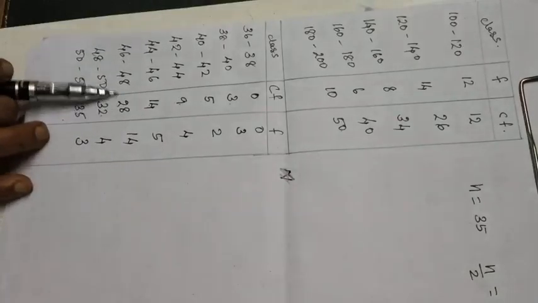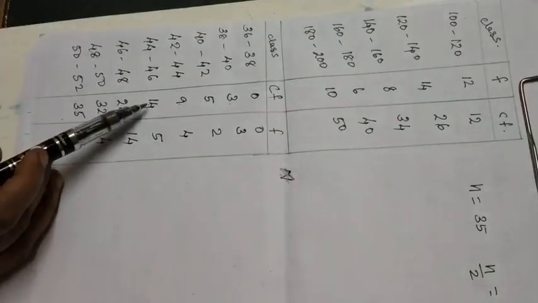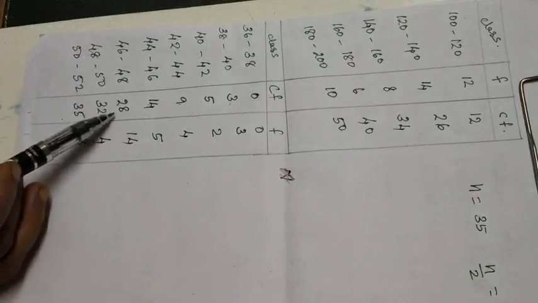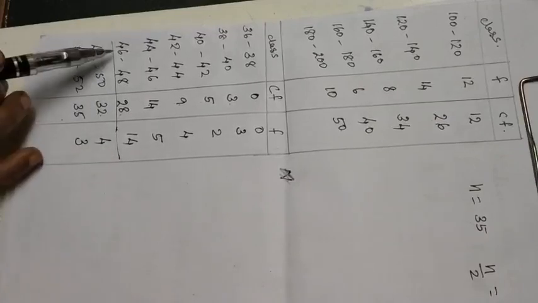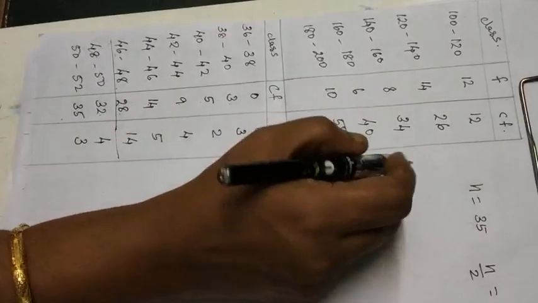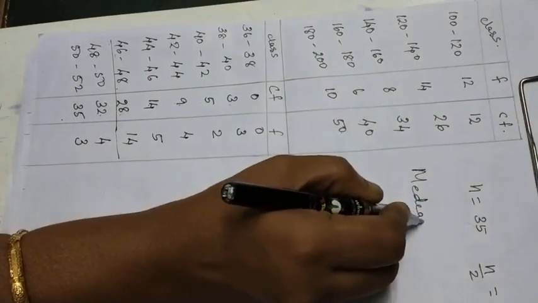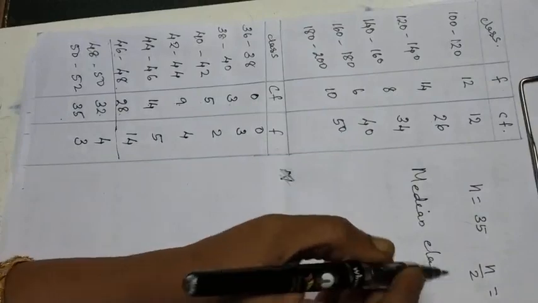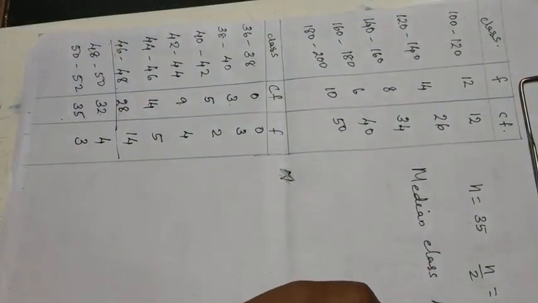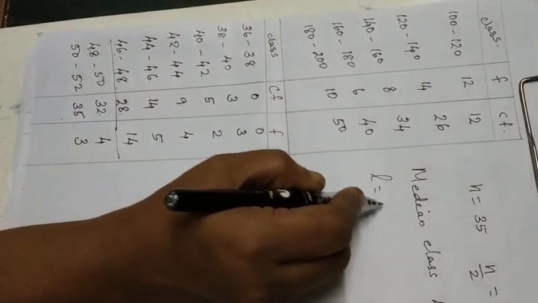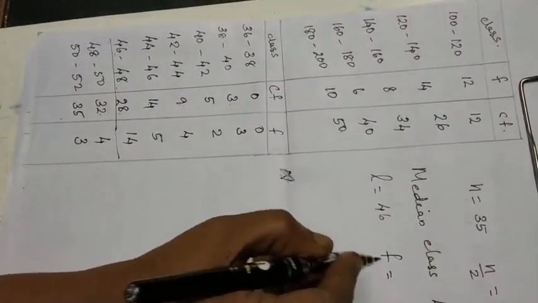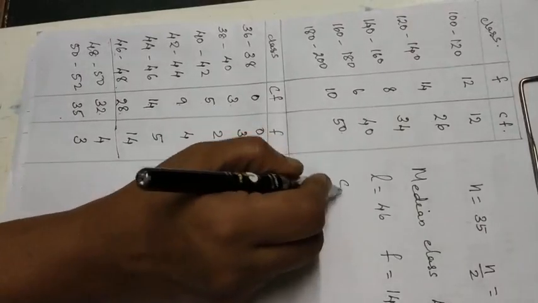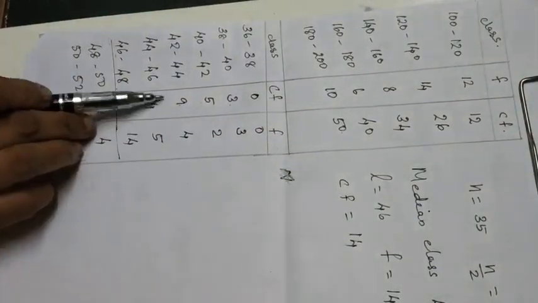Now look at here, cumulative frequency 17; here it is 14 only, so more than that one, 17 will come in this interval. So our median class will be 46 to 48. So our L will be equal to 46, n by 2 we got, that is 17.5. Then f you need, f is equal to 14, then CF will be equal to again 14, this one.